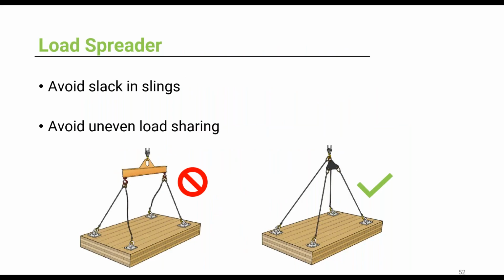If you want to use these tables, you have to respect 2 conditions. The first condition is to use a load spreader during lifting. When you're using a load spreader, the length of the slings should be the same to avoid slack in the slings and to avoid uneven load sharing. If you see in this picture right here, the lengths weren't the same, so there's slack here. A good analogy of this is a 4-legged table.